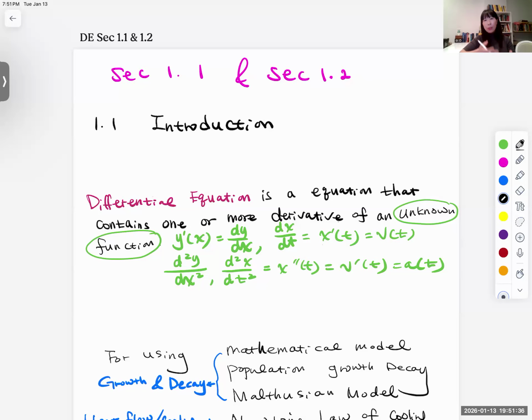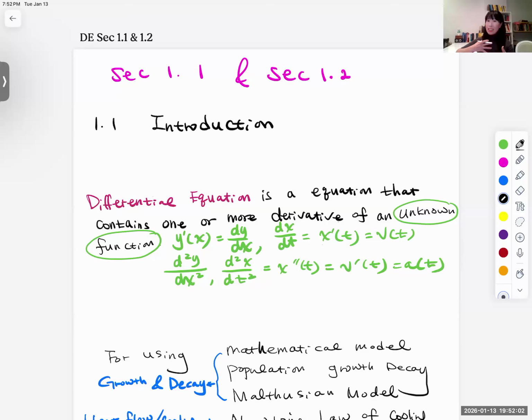Okay, so we are going to learn section 1.1 and section 1.2. So 1.1 is very short. What is a differential equation, right? It's an equation that contains one or more derivatives of an unknown function.